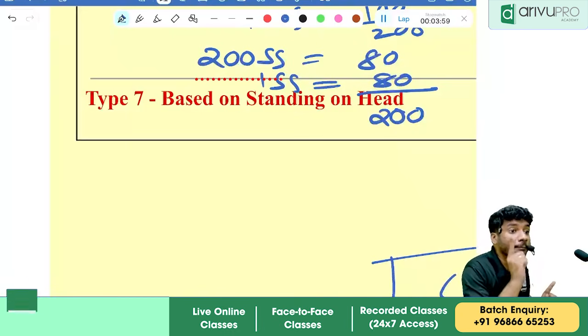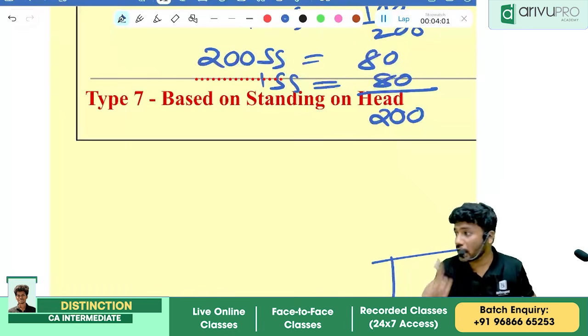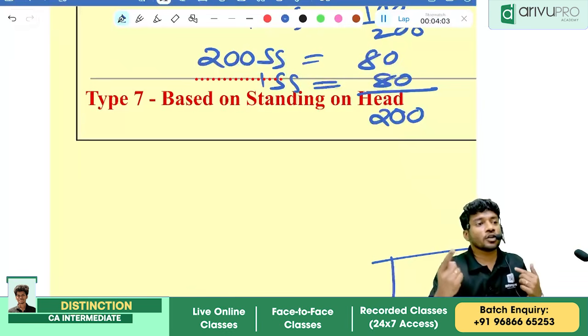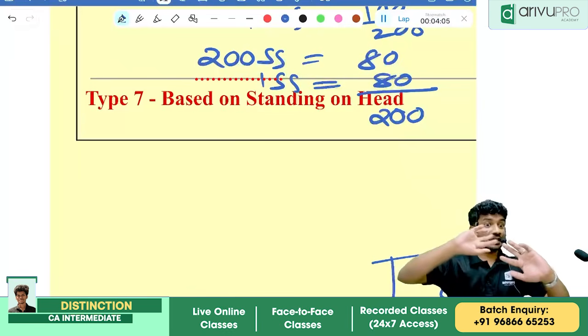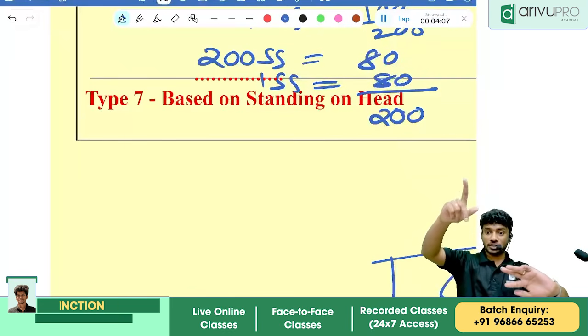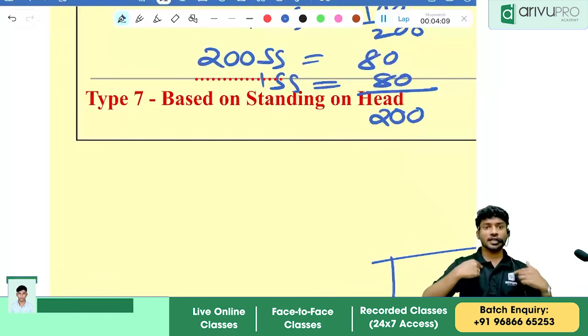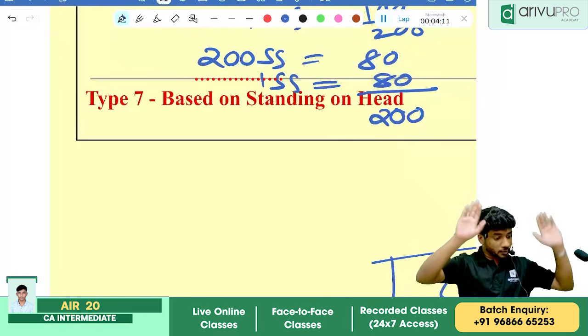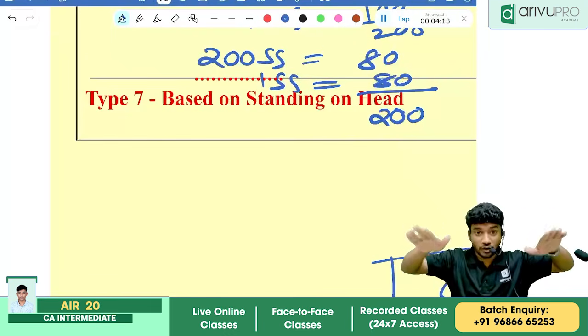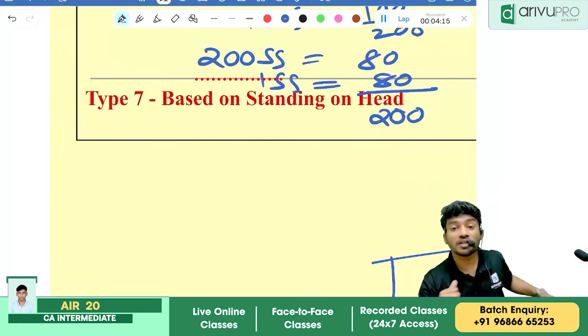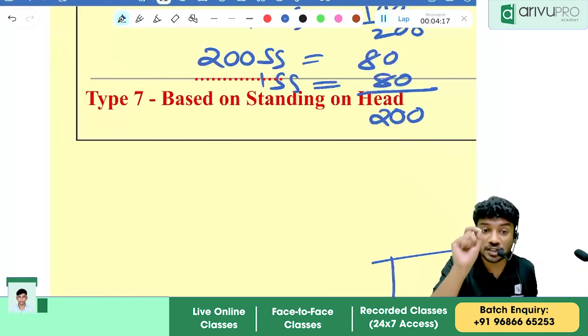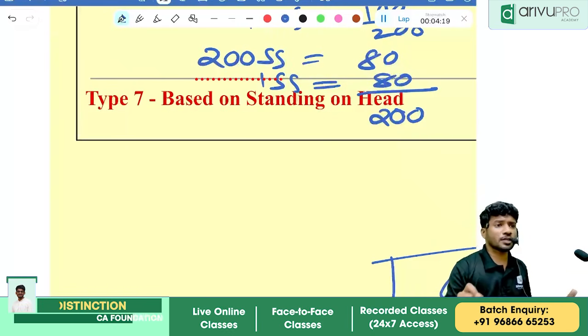One thing will happen whenever we do a question based on standing on head: north will become south. The direction will become the opposite of whatever we are looking. Right now I am looking towards north. When I am standing on head, I'll be facing which direction? South direction. Likewise, it will turn. I will tell you the shortcut method.